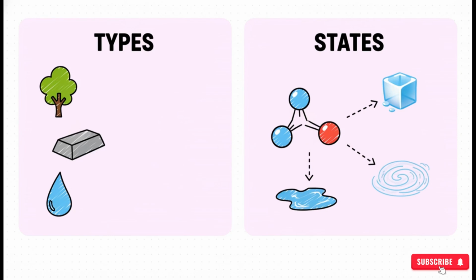Now here's a really important distinction we need to make right away. There's a difference between types of matter and states of matter. For instance, wood and iron are different types of matter. They're just different substances. But what we're talking about today is how a single substance can exist in different states. And water is the absolute perfect example. Whether it's solid ice, liquid water, or gas we call steam, the actual stuff, the H2O molecules, never changes. The only thing that changes is its physical state.